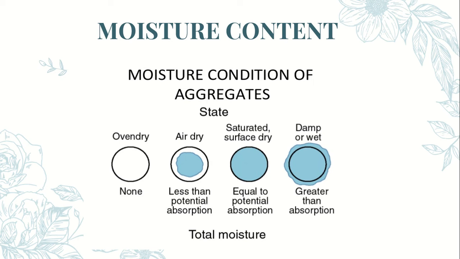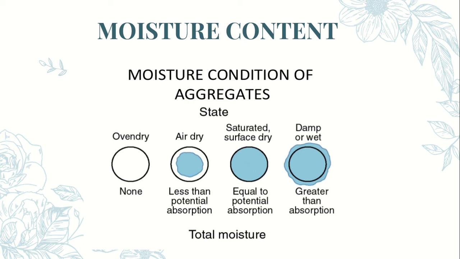All the moisture is removed by heating the aggregates in an oven at around 105 degrees centigrade to constant weight. All pores connected to the surface are emptied and the aggregate is fully absorbent. Second one, you have air dry sample. All moisture is removed from the surface, but pores connected to the surface are partially filled with water. The aggregate is somewhat absorbent.